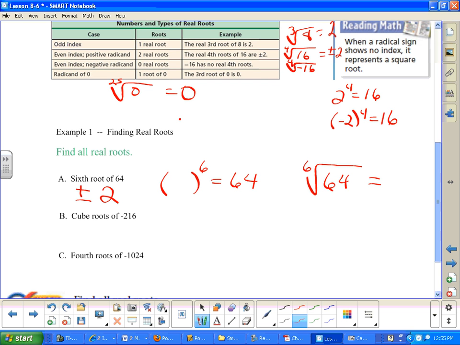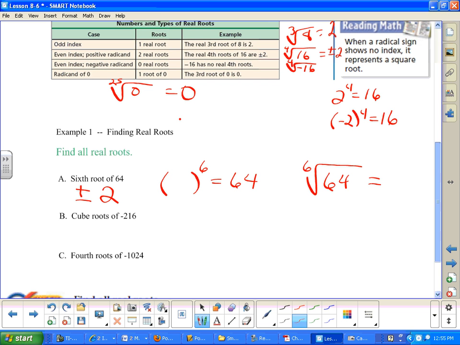Cube roots of negative 216. Cube roots is what for an index then? Cube refers to what? 3. Okay, is that an even or odd number? Is 3 an even or an odd number? Odd, okay? So since it's an odd number, odd index, then there's only going to be one answer.